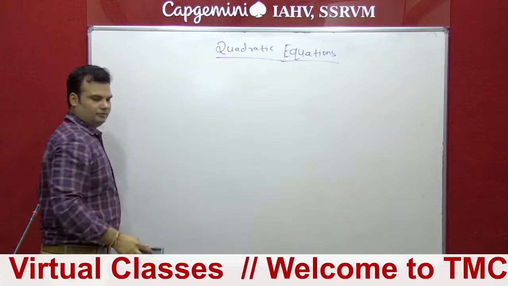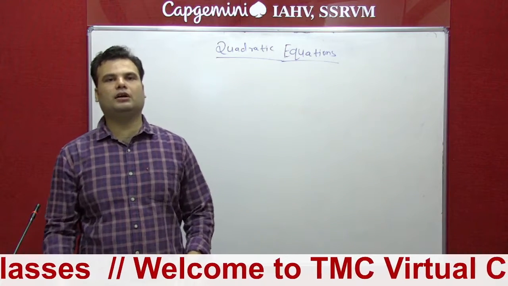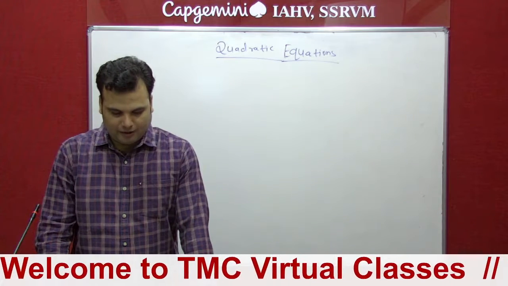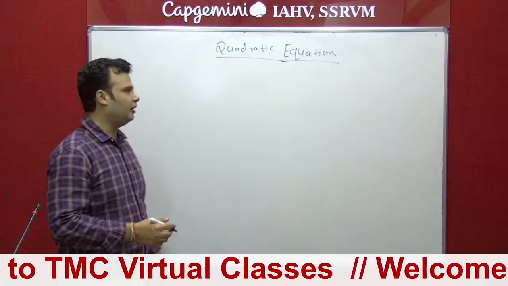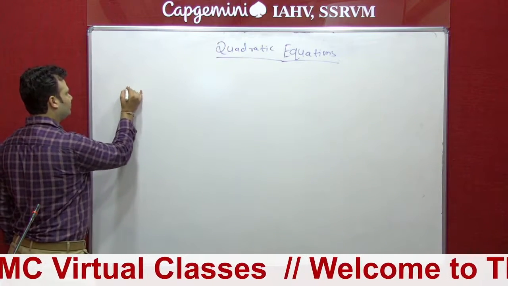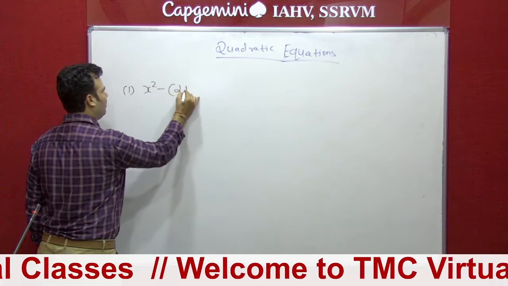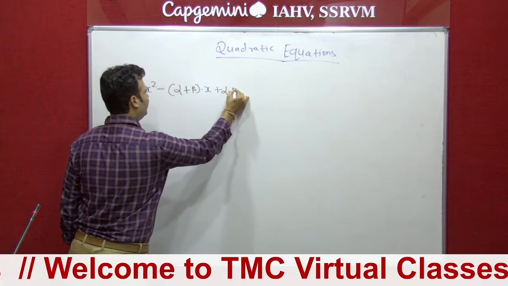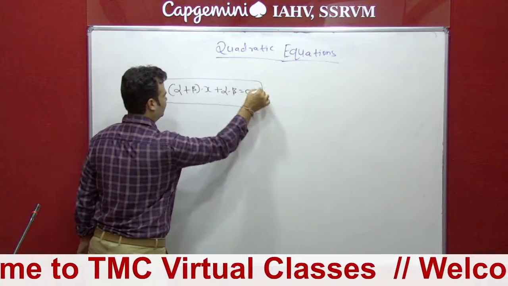And the last part of this practice set is, they will give you the alpha and beta, means the roots of the equation. They will provide them, and you have to form the quadratic equation. So what is the formula? That is x square minus alpha plus beta into x plus alpha into beta equal to 0. So this is the formula. We can remember this.